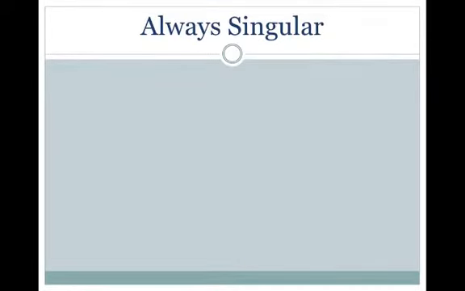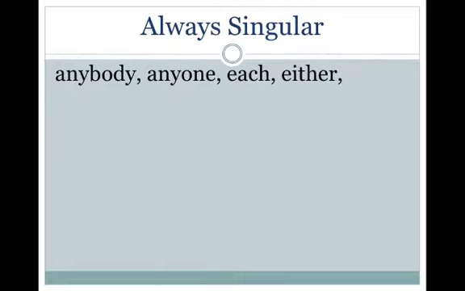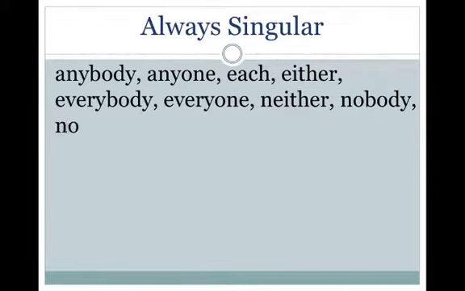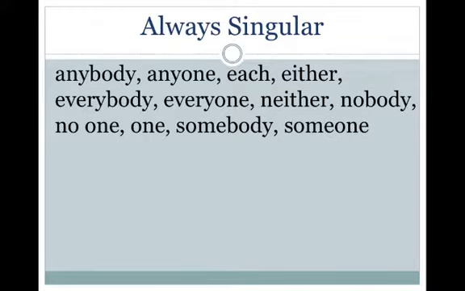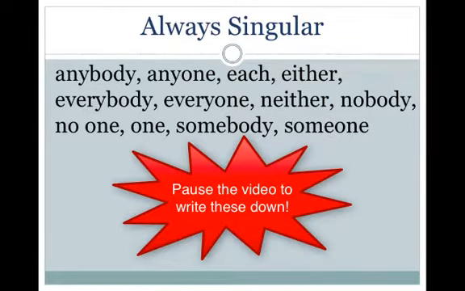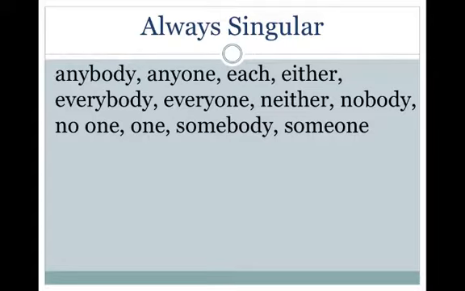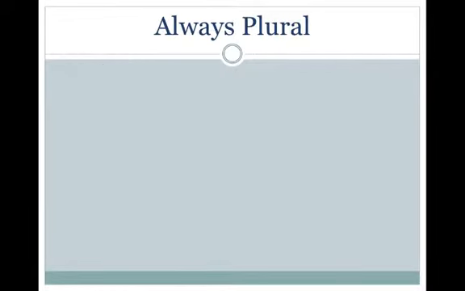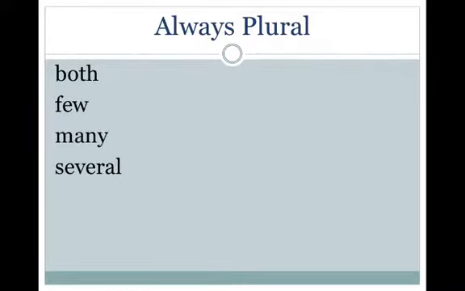To help remember these, here's a list of indefinite pronouns that always are singular. Anybody, anyone, each, either, everybody, everyone, neither, nobody, no one, somebody, and someone. You should write these down in your notes. These words, indefinite pronouns, are always plural. Both, few, many, several.